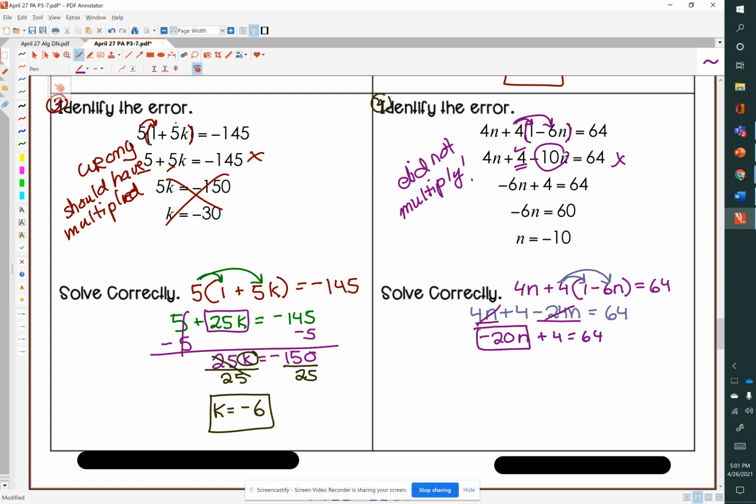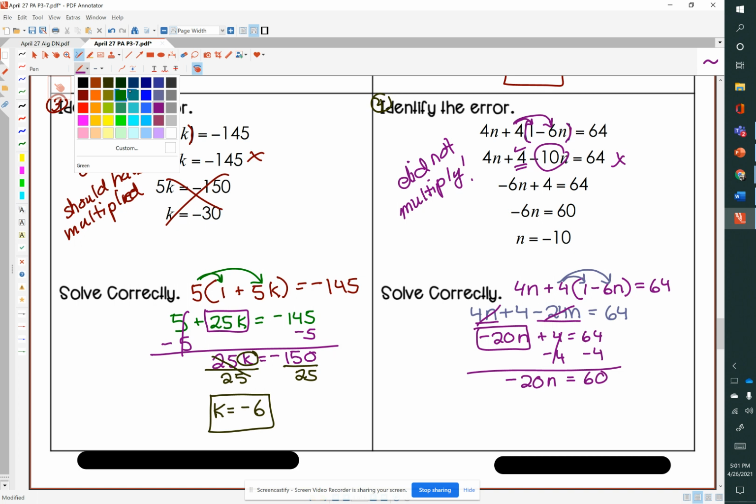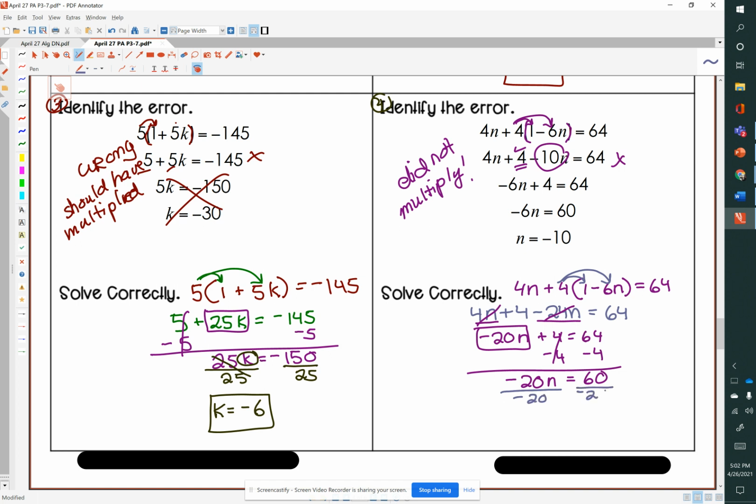Now we want to isolate this negative 20n, so we're going to have to move this 4 to the other side of the equation by subtracting it from both sides, which leaves us with negative 20n equals 60. And what is happening to n? Well, n is being multiplied by negative 20. So we will divide by negative 20, knowing that whatever we do to one side of the equation, we do to the other. This isolates our n, and n equals negative 3, because 60 divided by 20 is 3, and a positive divided by a negative is a negative.